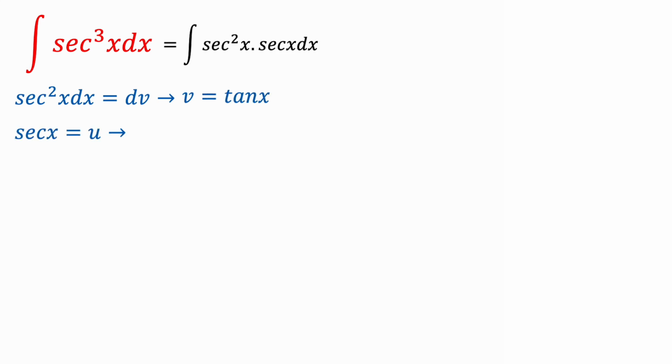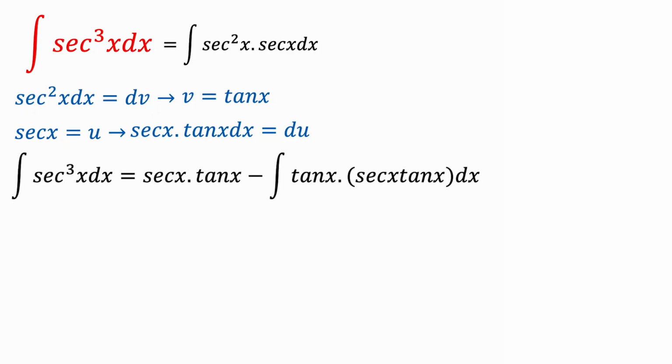So what did we choose as u? What's left now? I am going to take the derivative of secant. What is its derivative? Secant tangent. That's right, good job. Secant tangent dx becomes du. Now, the integral of secant cubed using integration by parts becomes u times v. What was u? U was secant. And what was v? Tangent. So up to this point, we have secant tangent.